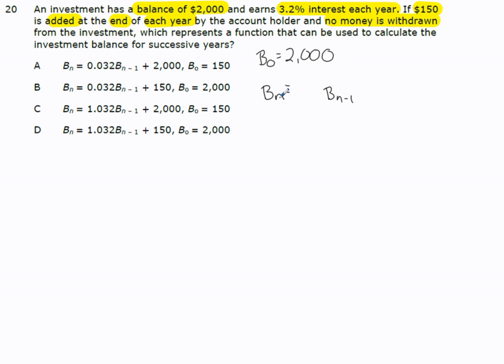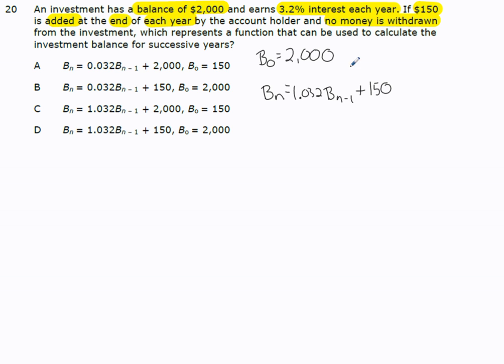So we're not going to just multiply this by 0.032 because that would give us less money than we already have. We're going to multiply it by 1.032 because we want 100% of our money plus 3.2% of our money more. Okay, so when we multiply by that, now, if we didn't add anything else to this, we would be done. But we're adding $150 at the end of each year. So after we multiply this, we're going to add $150.